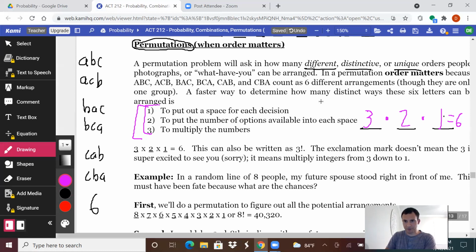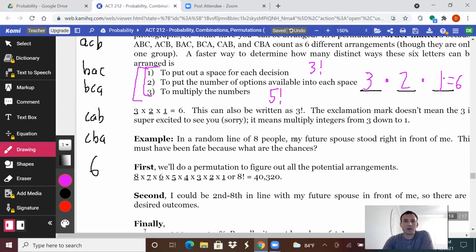By the way, another way to write this is 3 exclamation mark. What that actually means is 3 factorial. Factorial means multiply the integers down to 1. So 3 times 2 times 1. 5 factorial would just be 5 times 4 times 3 times 2 times 1.